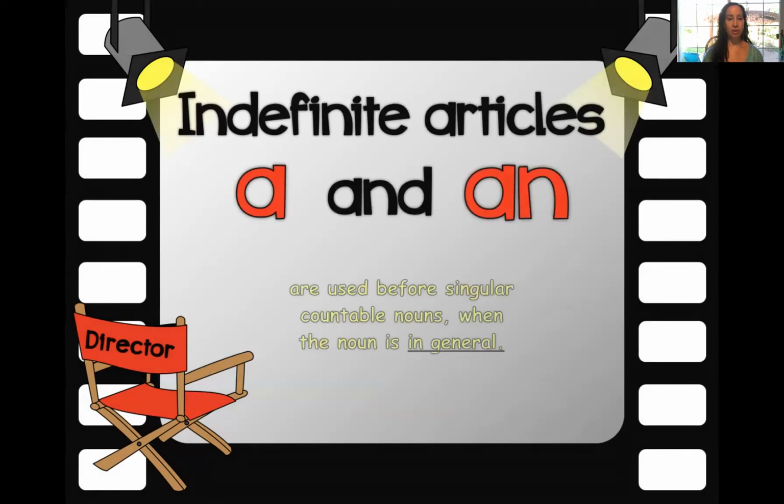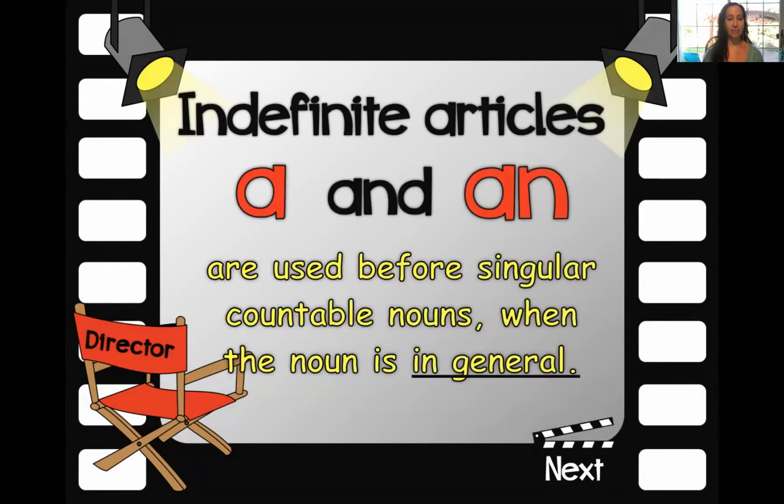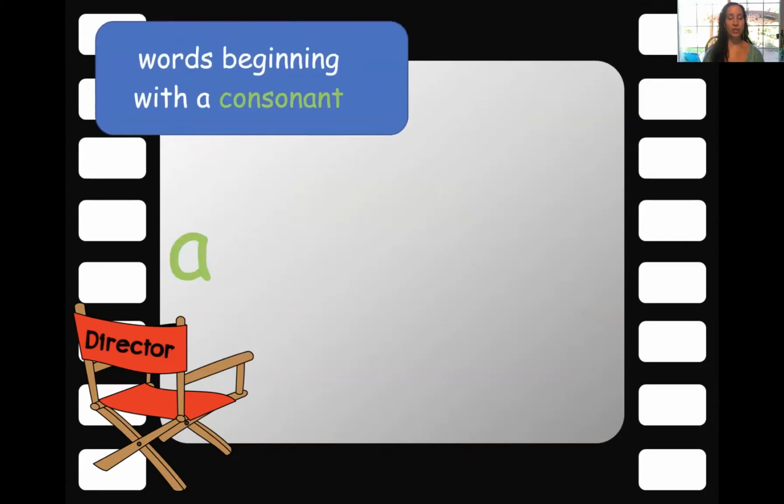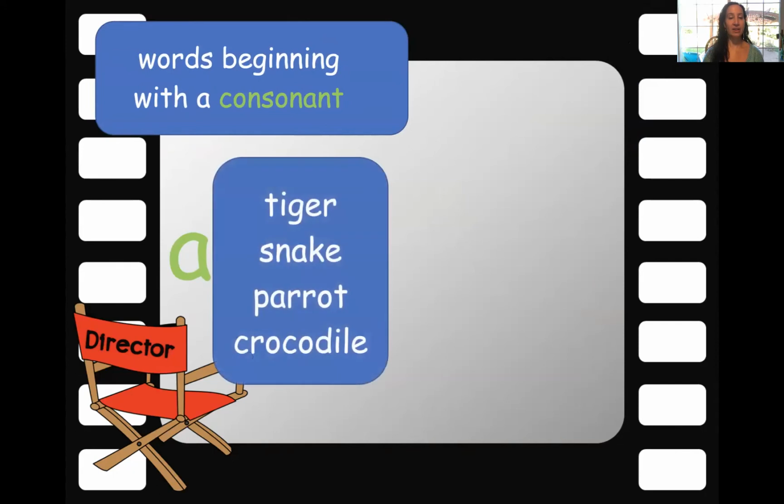Indefinite articles use a and an. They are used before singular countable nouns when the noun is in general. So remember, indefinite articles a and an are used in general. Words beginning with a consonant, we use a. For example, a tiger, a snake, a parrot, a crocodile.